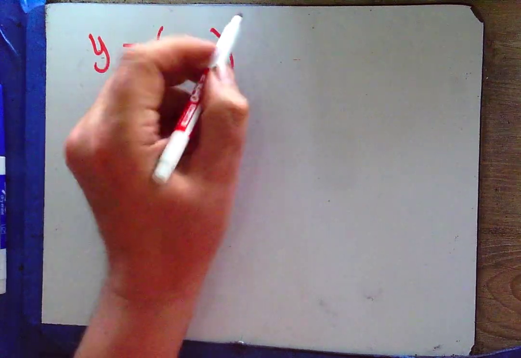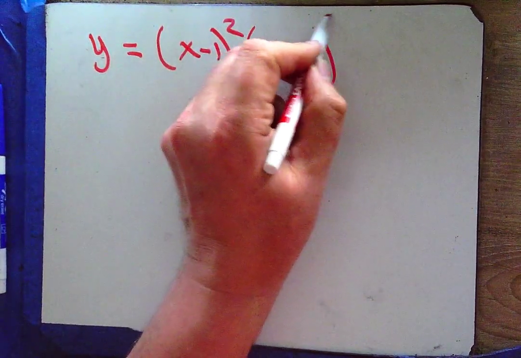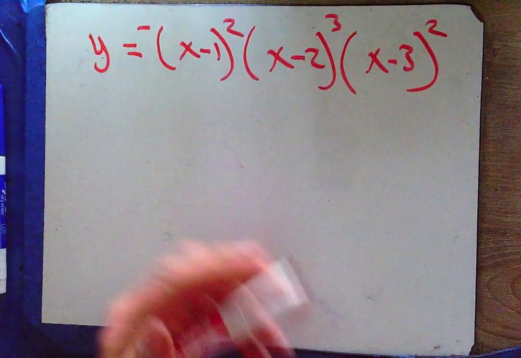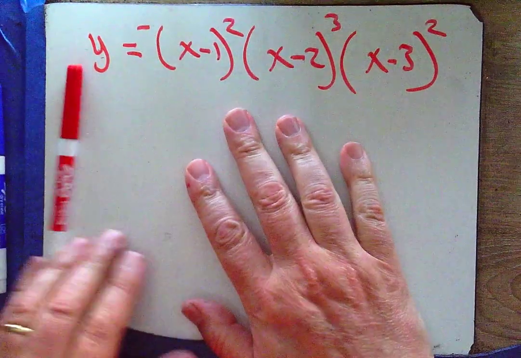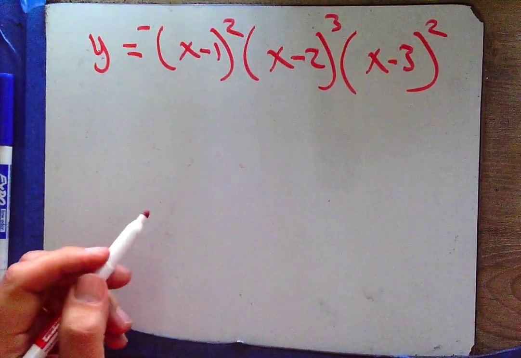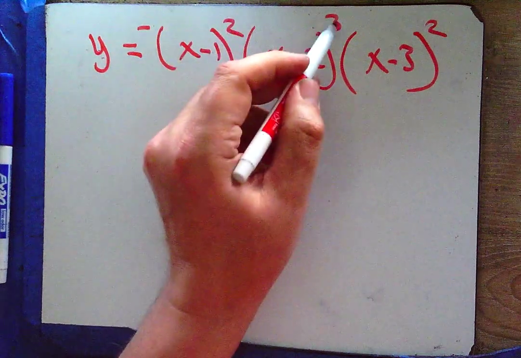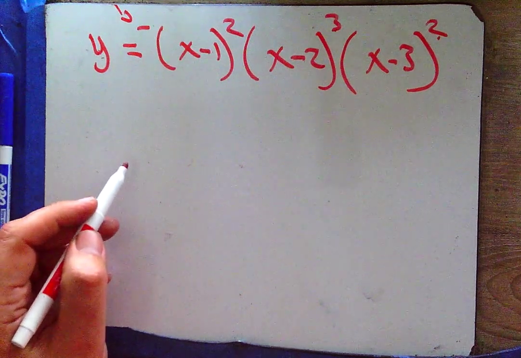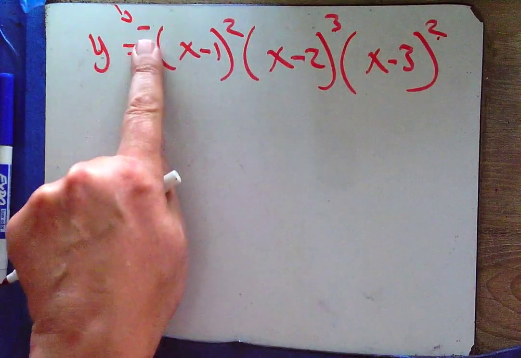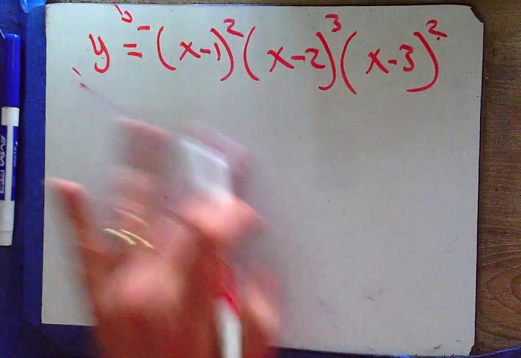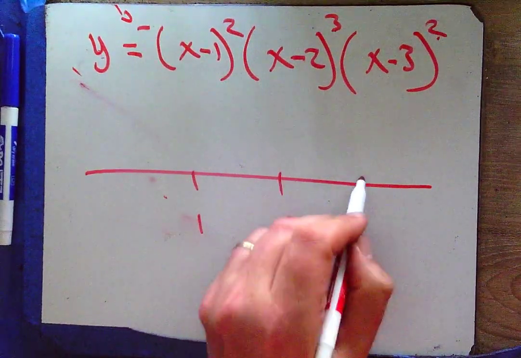Okay. y equals (x minus 1) squared, (x minus 2) to the third, (x minus 3) squared, and let's put a negative in front. All right, pause the video and graph this polynomial. Welcome back. 2, 3, 2. 7th degree polynomial with a negative leading coefficient. Remember, when we have an odd degree polynomial with a negative leading coefficient, that side is up and that side is down. Okay, so I have intercepts at 1, 2, and 3.